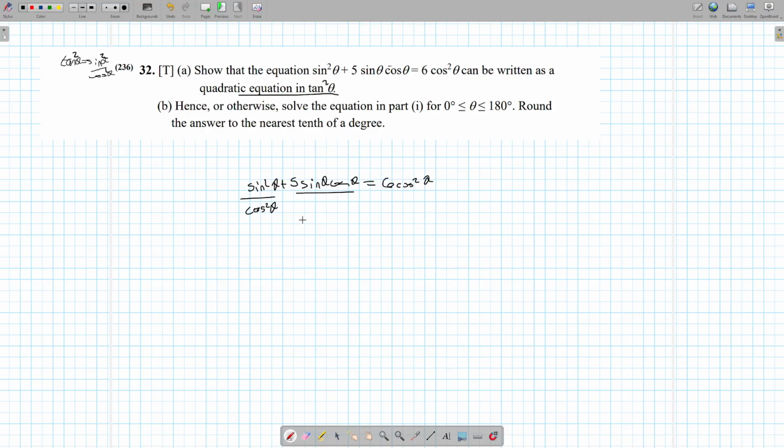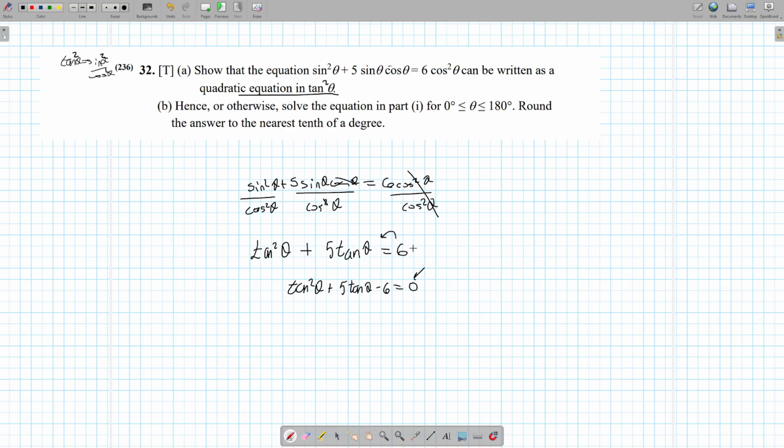Don't forget here, you also have to divide. Sine squared theta over cosine squared theta becomes tan squared theta. Plus cosine over cosine squared cancels, and you're left with sine over cosine, which is just what? Tan. Cosine squared over cosine squared cancels, so you get 6. Take this here now. You're going to get tan squared theta plus 5 tan theta minus 6 is equal to 0.